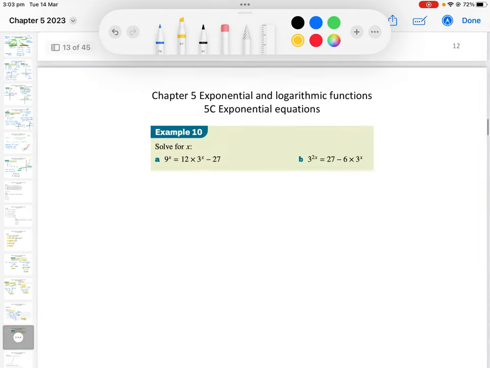Next one, sorry, I've got a different screen. On the notes I did previously, that's okay.